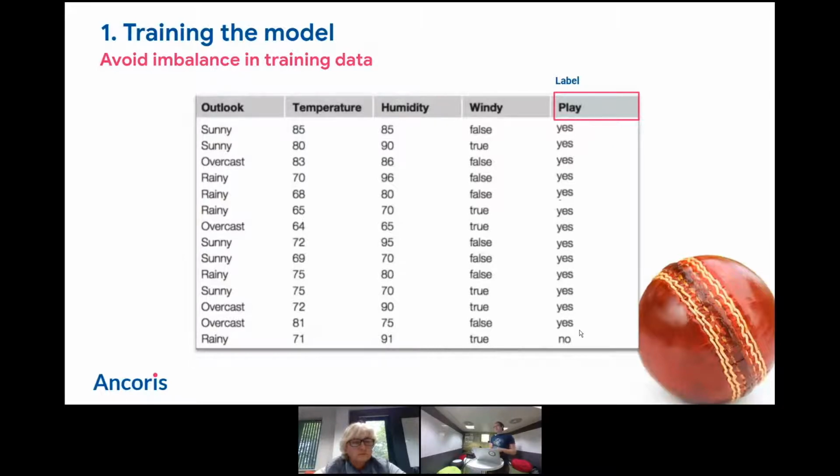So if you've got any kind of machine learning problem, when you're thinking about what data you've got available, always try and think about the balance. In this case, you want a nice spread of play yes, play no, with a good spread of different outlooks, temperatures, humidity, etc.